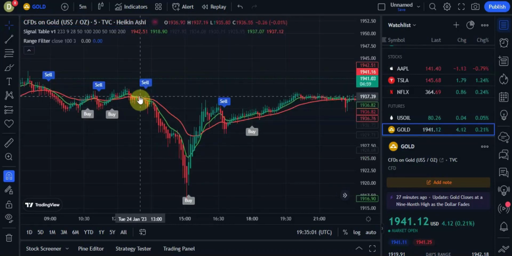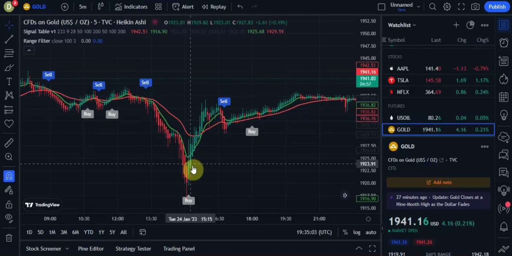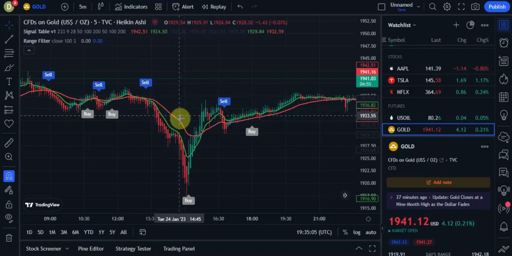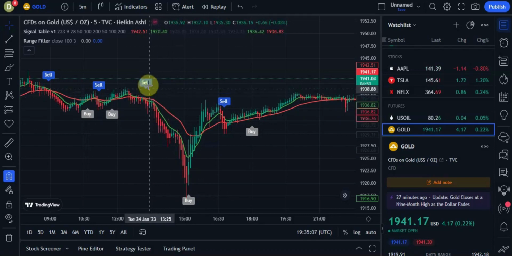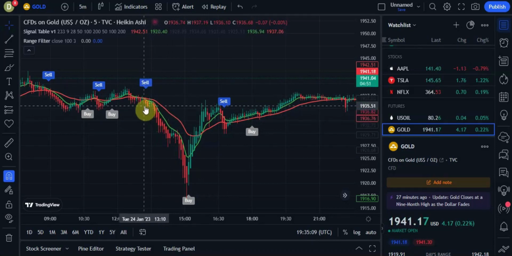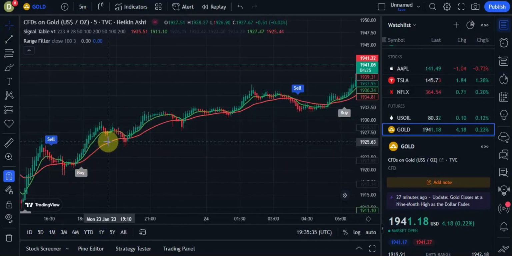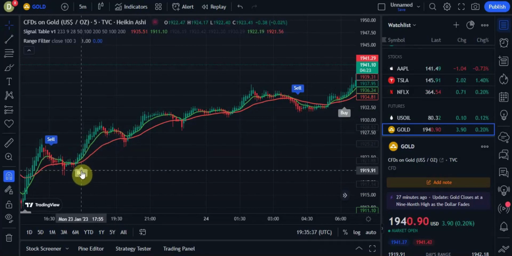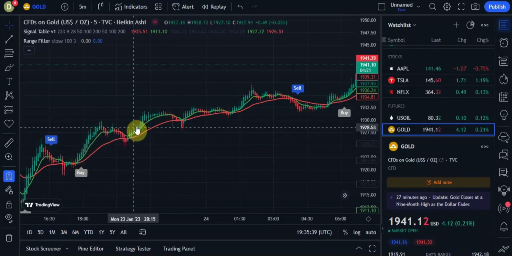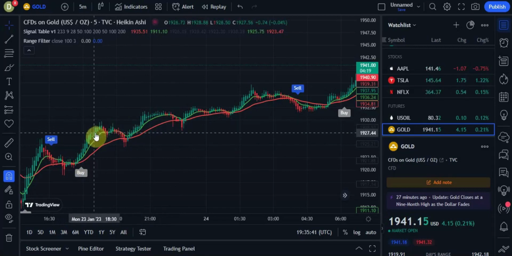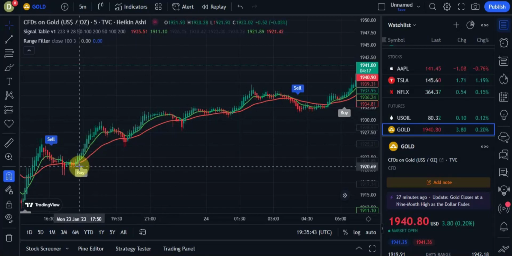And here's another section of the market where we're entering into the downtrend. We can see that the red line is above the green line, and we've got our sell signal here. Okay, so we know this is a very accurate signal. And here's another section of the market where the green line is above the red line, and we've got a buy signal here as well. And we can see the market going into an uptrend. Okay, so this is another great signal here, guys.